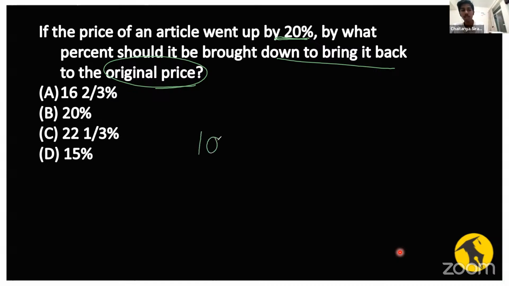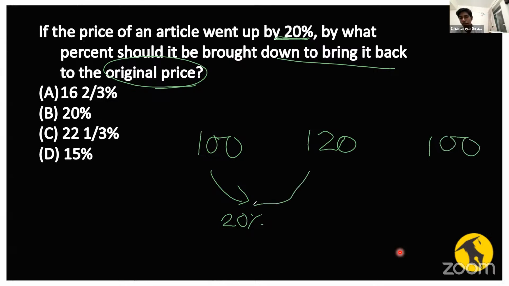Let's say the price of the article was 100 first and it went up by 20%. So you calculate 20% of 100, which is nothing but 20 itself. So now the new price is 120. Now the question says we want to bring it back to the original price. So it should be 100 again. So in this case, the decrease is 20 upon the original. In this case, my original value was 120.